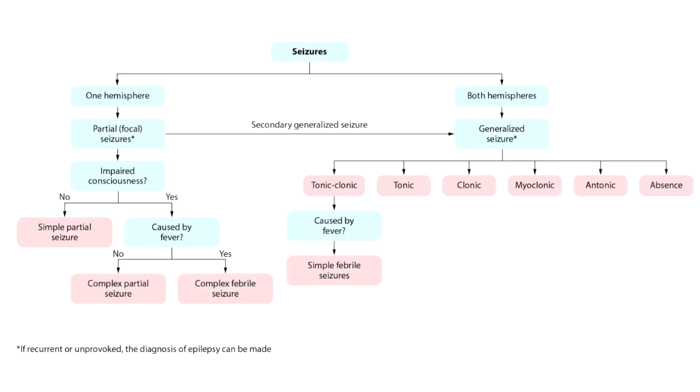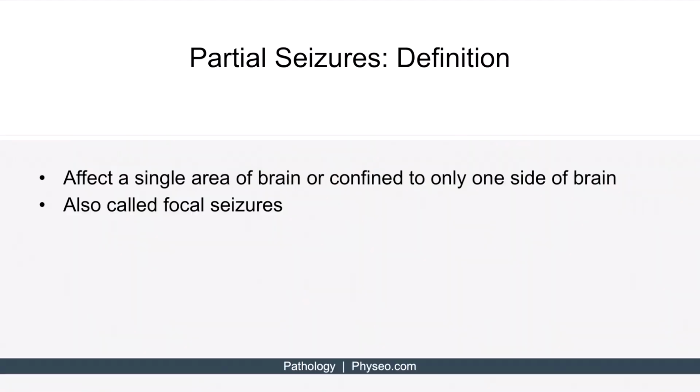Before we jump in, let's take a look at this overview diagram. Notice that seizures are broken up into several categories. First, those that involve one hemisphere, and those that involve both. If only one hemisphere is involved, it's called a partial or focal seizure. So, partial seizures are those that affect a single area of the brain or are confined to only one side of the brain. They're also called focal seizures.